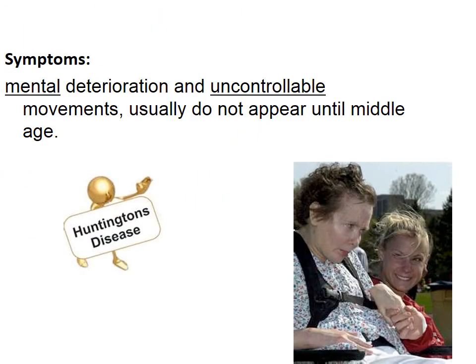Okay. Symptoms of Huntington's include mental deterioration and uncontrolled movements. Now, these symptoms usually don't appear until middle age, so maybe your 40s or 50s, so you wouldn't know that you had this disease until then. They do have a test to know if you have the gene for this, because like I said, it is a dominant disease. And if it's dominant, that means all you need is one allele to have Huntington's disease.